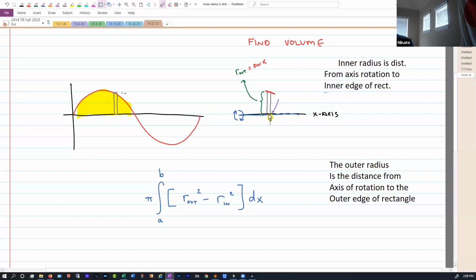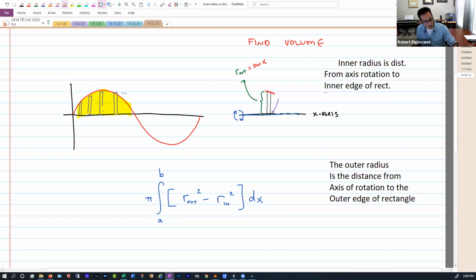0, 0, 0. Always, right? It doesn't matter where this rectangle is in our picture. The bottom edge is always 0. The top edge is always sine x. Do you all agree? No matter where your rectangle is, sine x is always going to give you the outer radius, and then 0 is going to give you the inner radius. So it's actually the same thing.